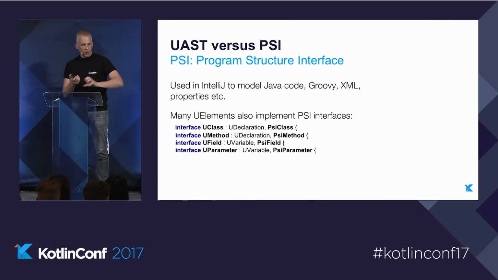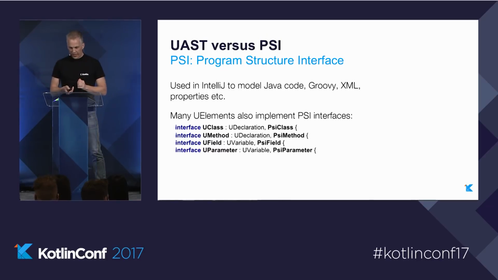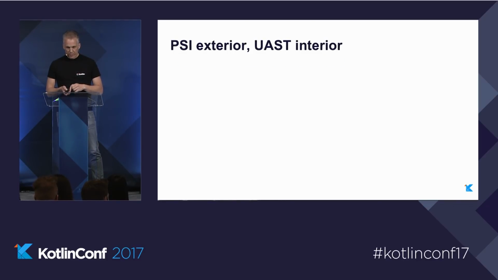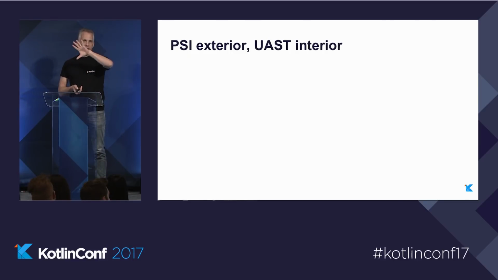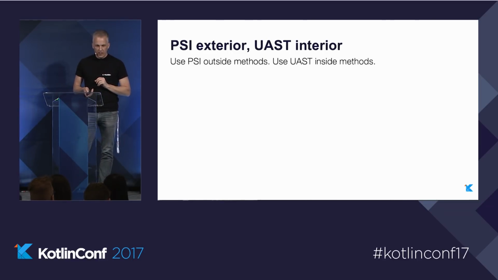So you'll resolve a call into a library. That method in that library is just known as bytecode. It is not represented by UAST. So you'll need to be able to handle the PSI stuff. So basically, PSI is what you use outside the method bodies, and UAST is what you use inside.